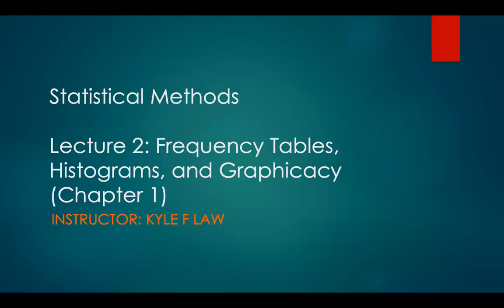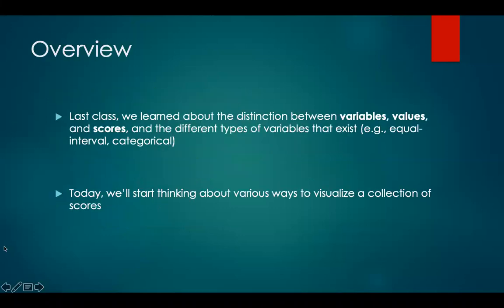In this video, I will be covering the second half of Chapter 1, covering frequency tables, histograms, and graphicacy. Now, last class we learned about the distinction between variables, values, and scores, and the different types of variables that exist, such as equal interval variables and categorical variables. But today we will start thinking about various ways to visualize a collection of scores.